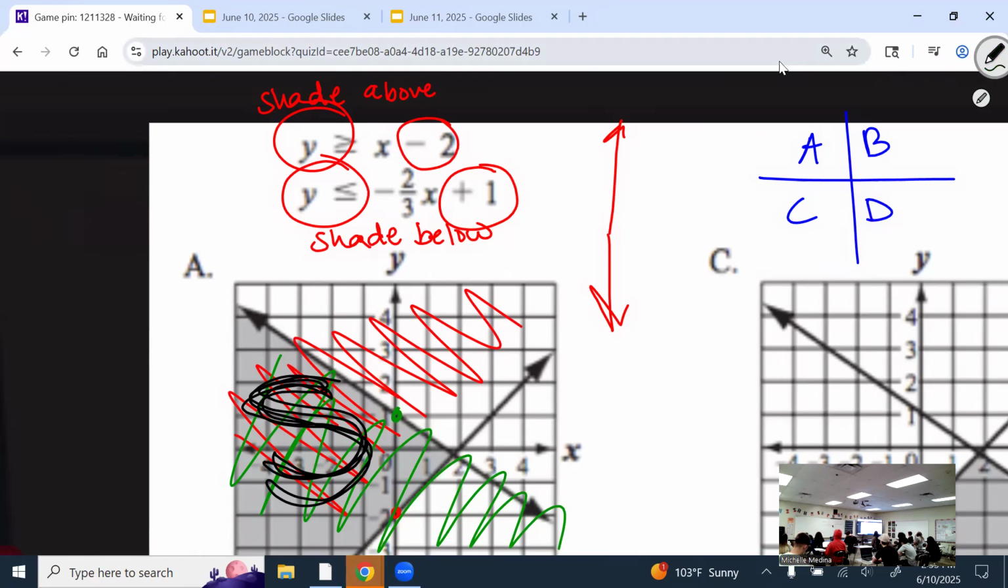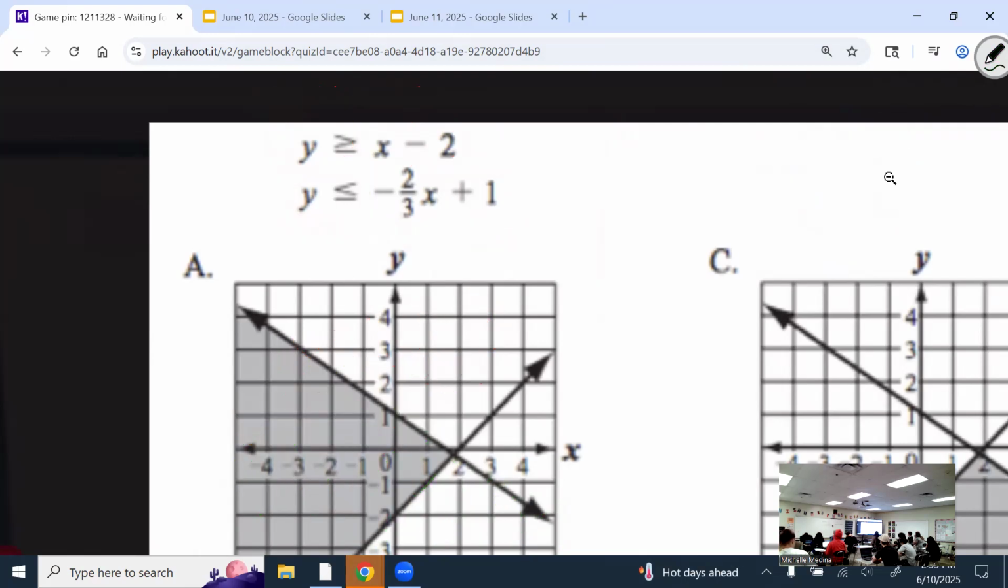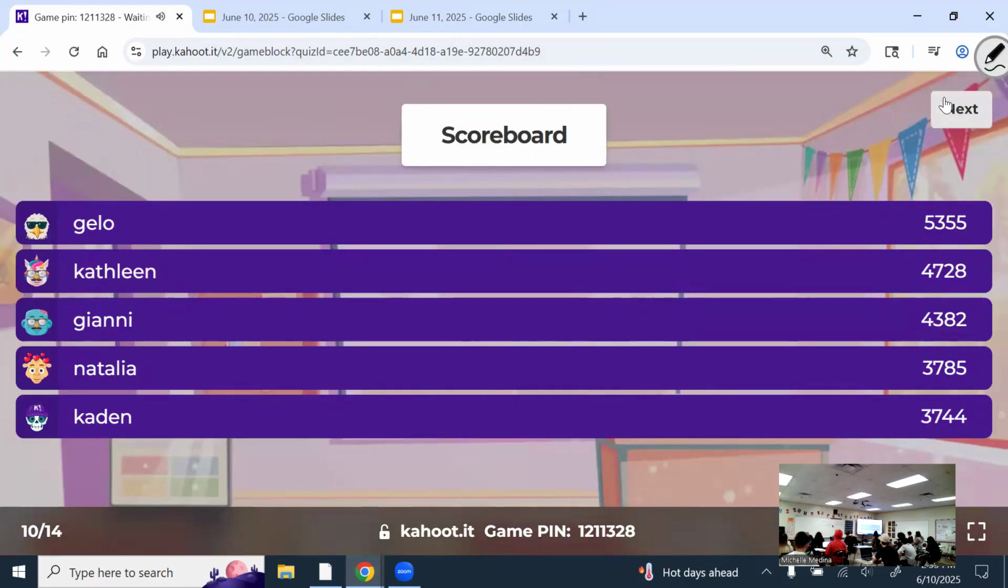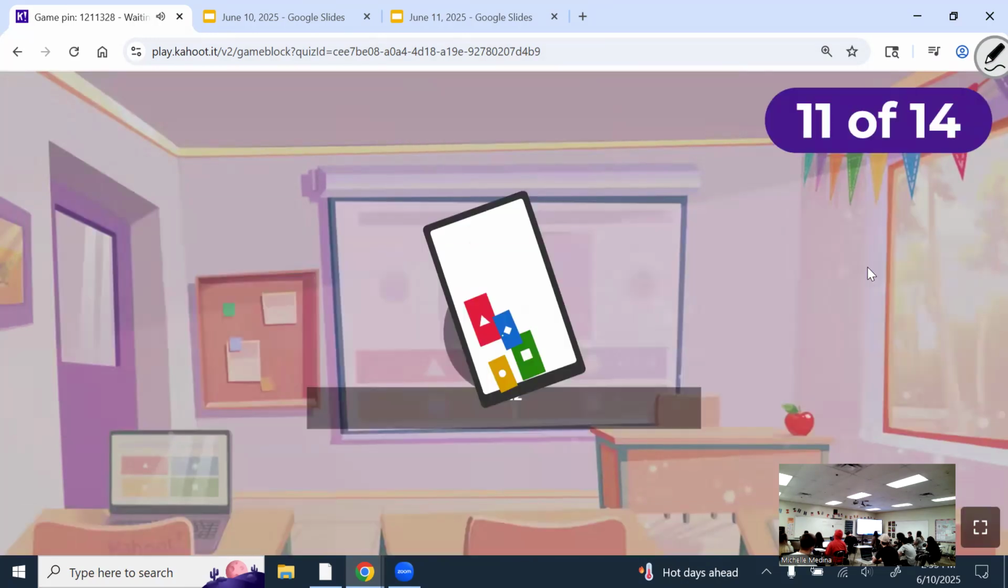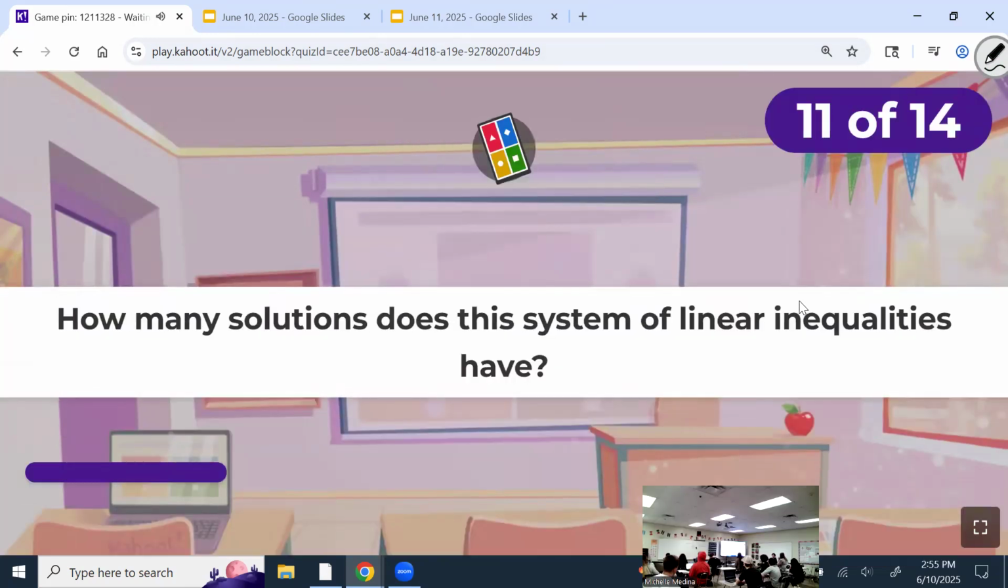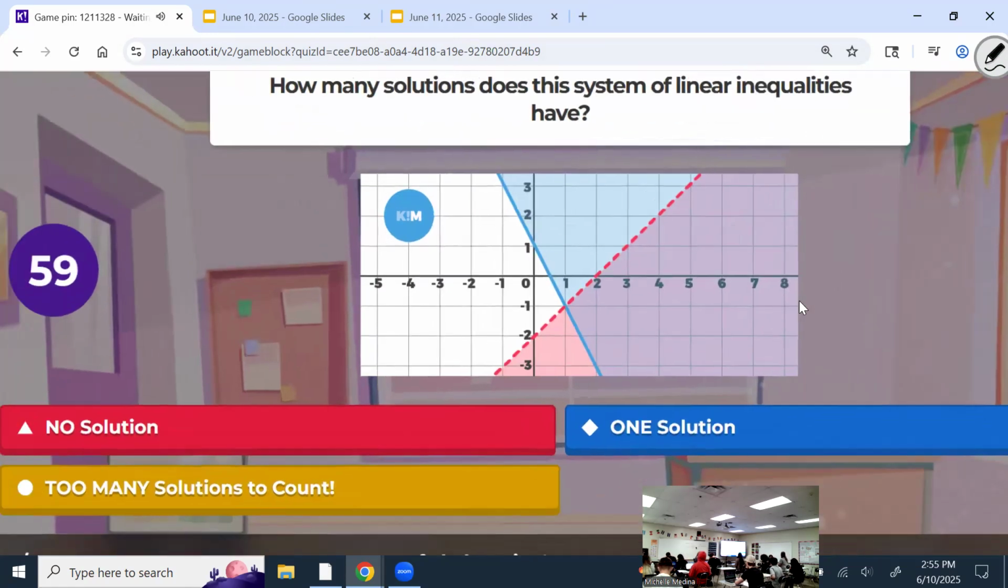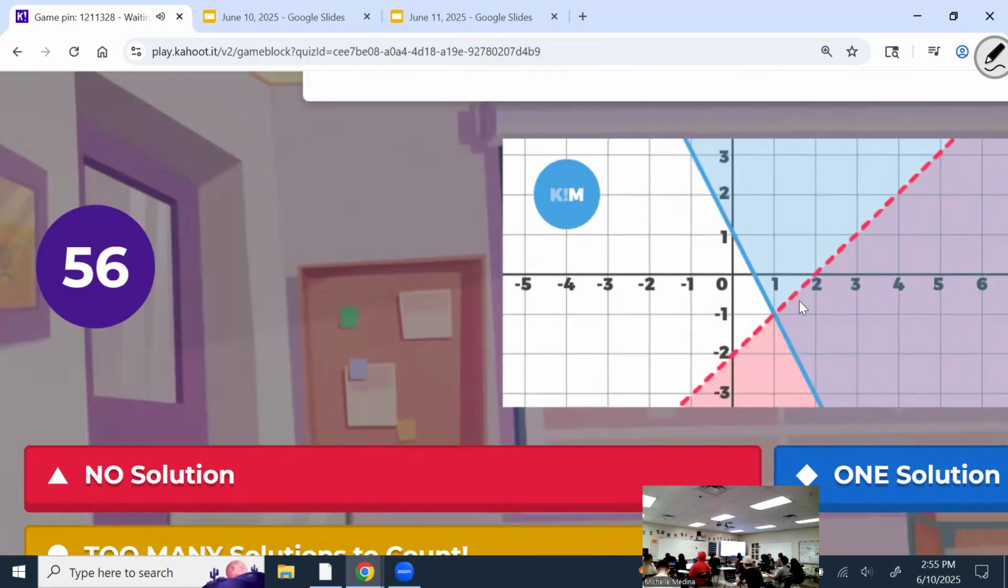All right. And then if the quiz wants to get really tricky, they might have you look at if the slope is right and if the y-intercept is right. So just make sure we can do that. Okay, this will probably be our last one. How many solutions does this system of linear equations or inequalities have?